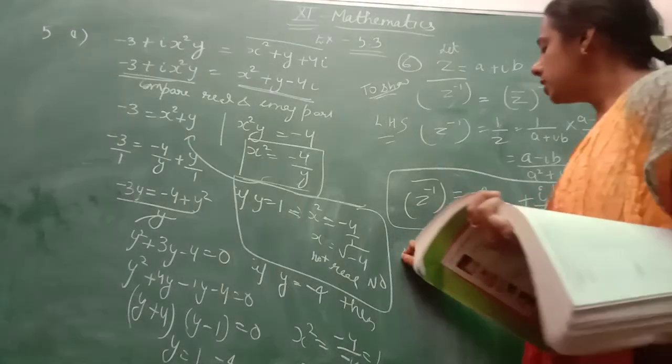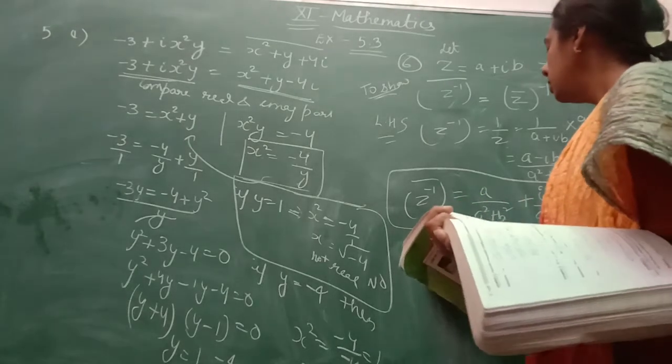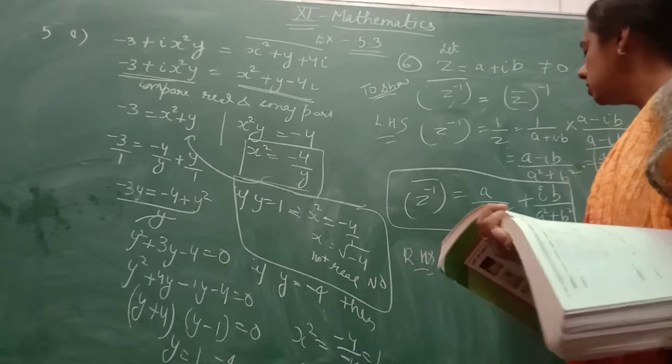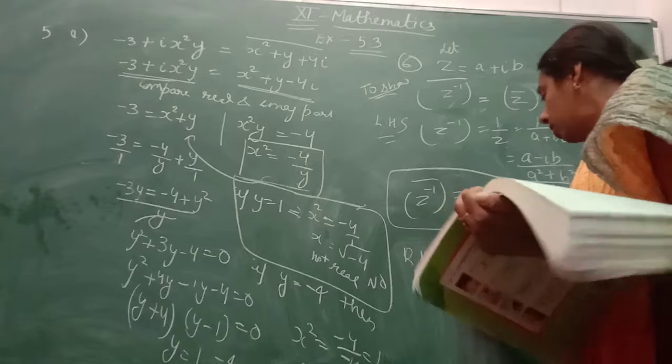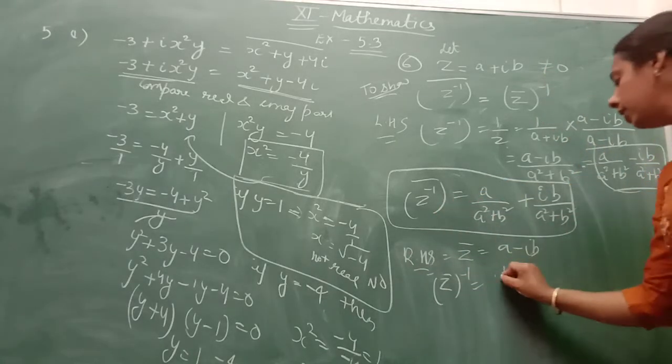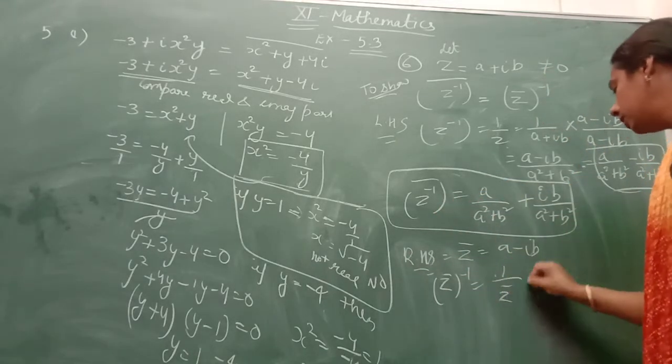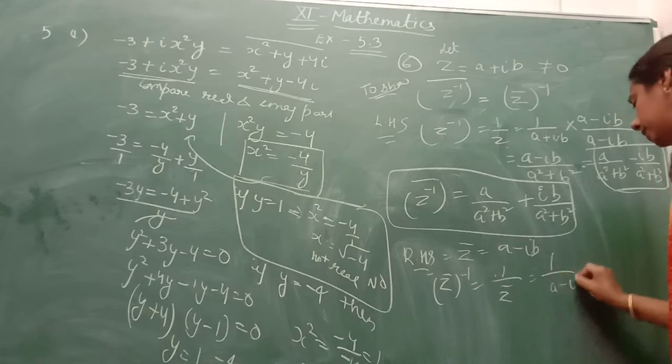Come to your right hand side. What is your z conjugate? Z conjugate is a minus iota b. And now you have to take the z conjugate inverse. That is 1 by z conjugate, and the value of z conjugate is a minus iota b.